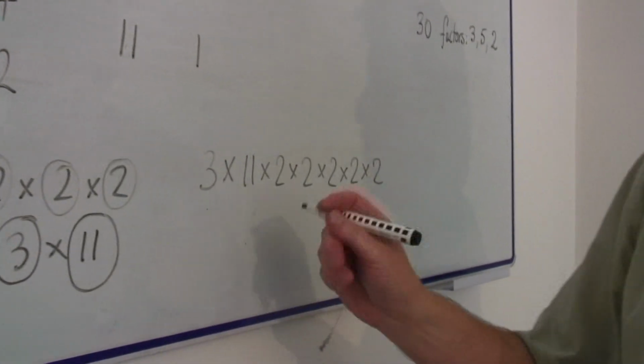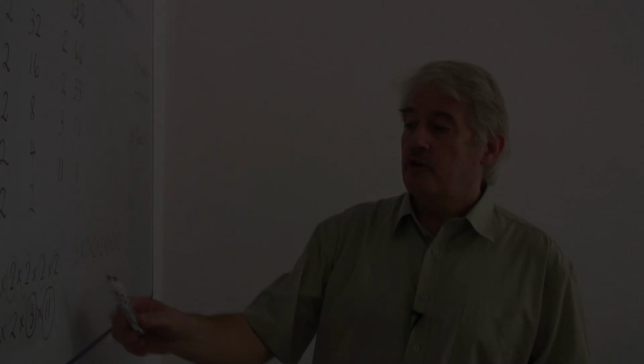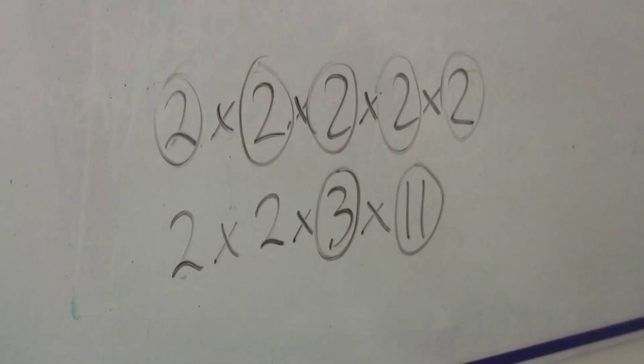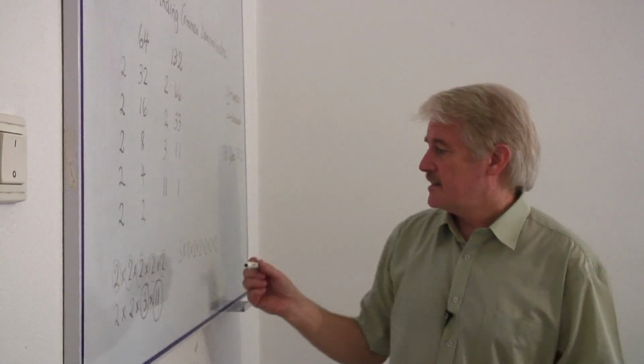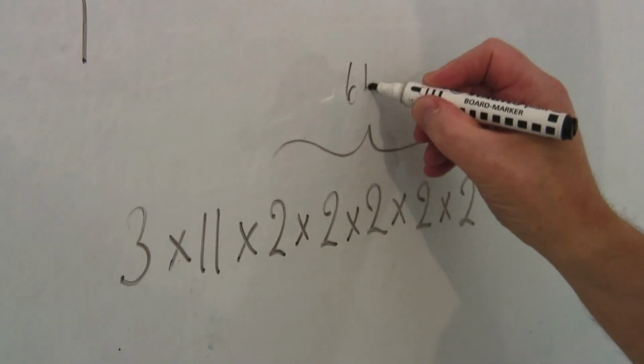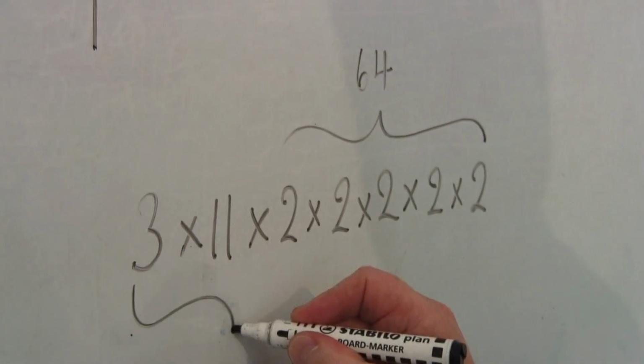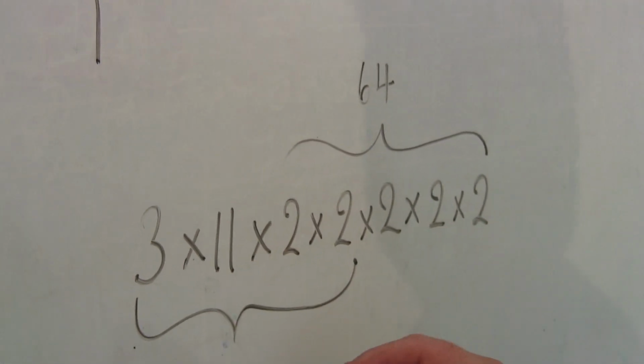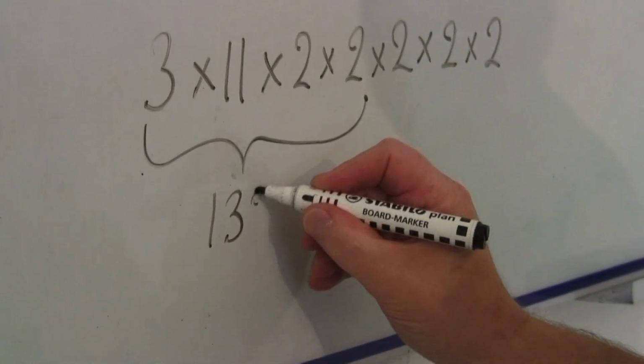Not simple, but it can be. You need to select the factors, all of the factors, so that each number is found in this. 64 is there, and 132 is there.